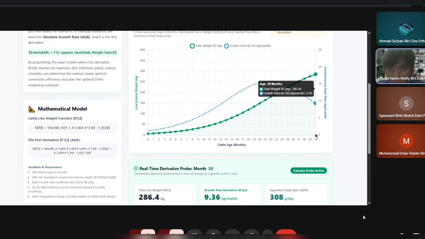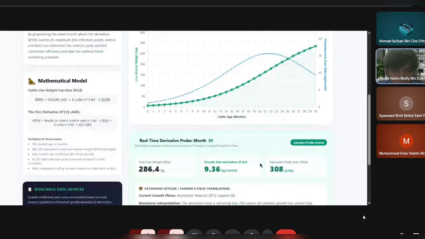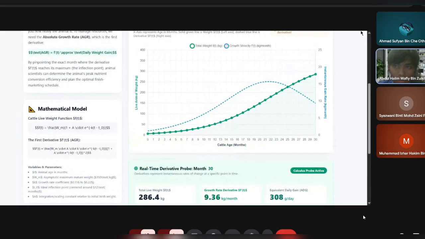30 months, the graph shows the decrease, which is growth velocity decreased to 9.36 kilograms, and the total weight keeps gaining, which is 286.4.